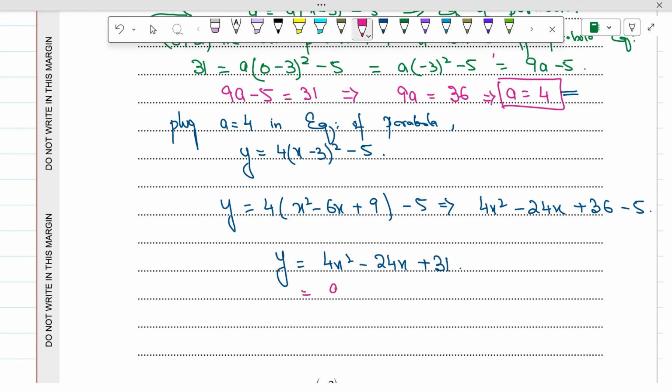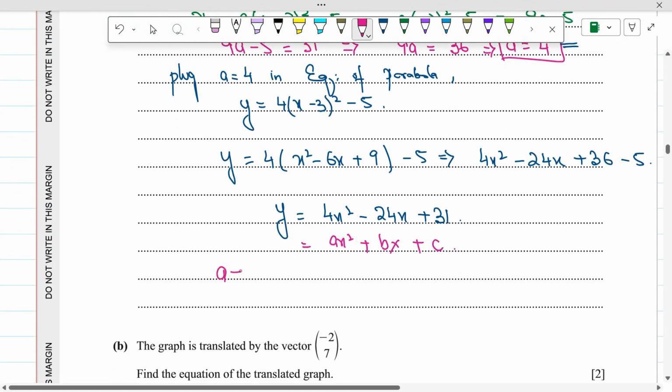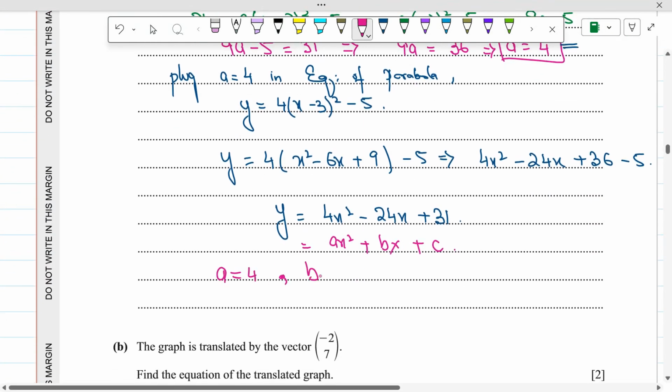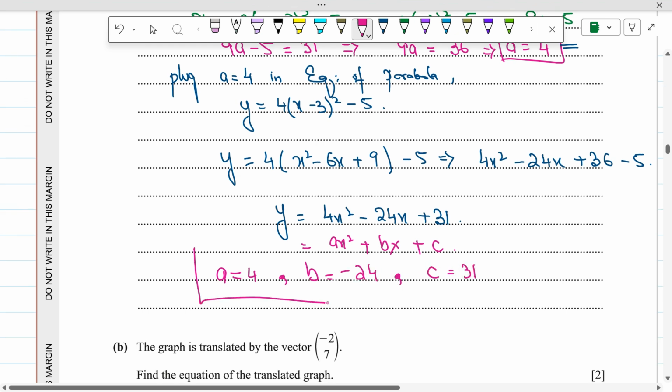Comparing with ax squared plus bx plus c, we will have a equals 4, b equals negative 24, and c equals 31. These are the values of a, b, c which were required.